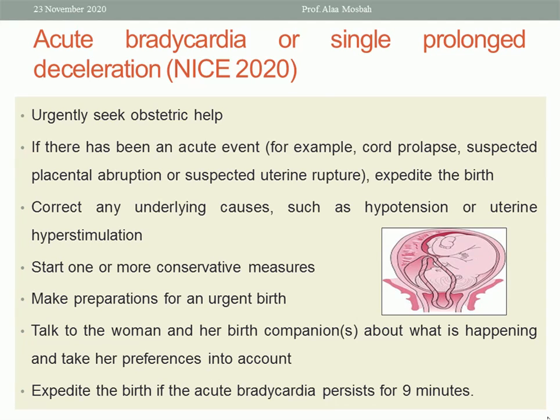What about if we have acute bradycardia or a single prolonged deceleration? According to the NICE guideline 2020, urgently seek obstetric help. This is the first step. If there has been an acute event like cord prolapse, suspected placental abruption or uterine rupture, expedite the birth immediately. Do a laparotomy in case of ruptured uterus, deliver the baby and repair the site of rupture.